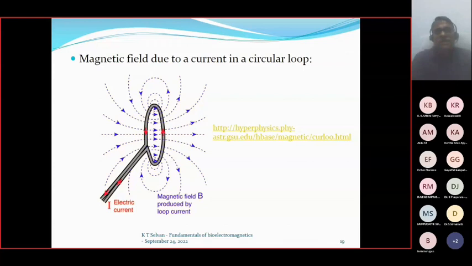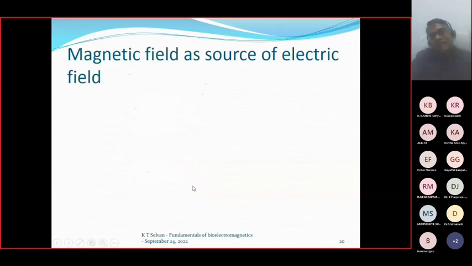This is for an additional illustration. If we consider a current through a circular loop, then the magnetic field lines will be directed in this fashion. Now we have considered some important fundamental ideas of electric field and magnetic field, where we have mentioned that charges produce electric field and moving charges produce magnetic field. But it's also interesting to note that magnetic fields can act as a source of electric field and also vice versa. That is a very important aspect in electrodynamics.